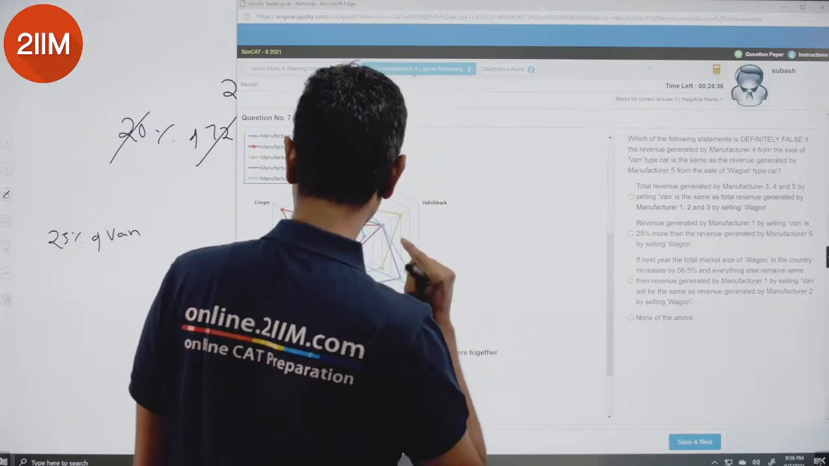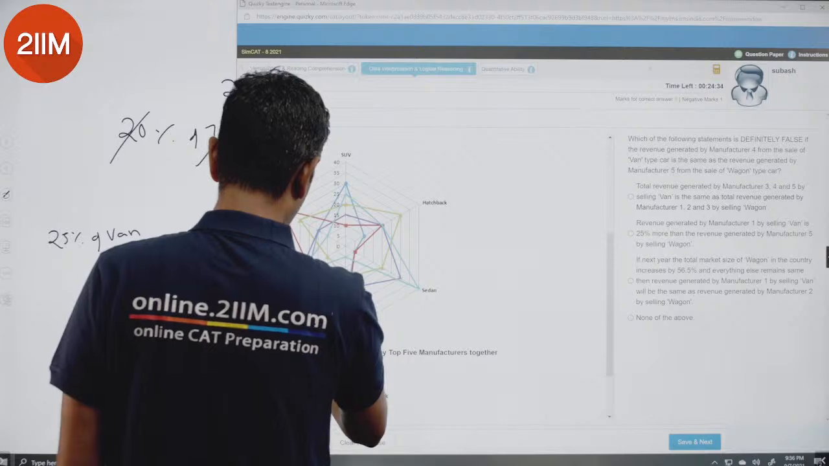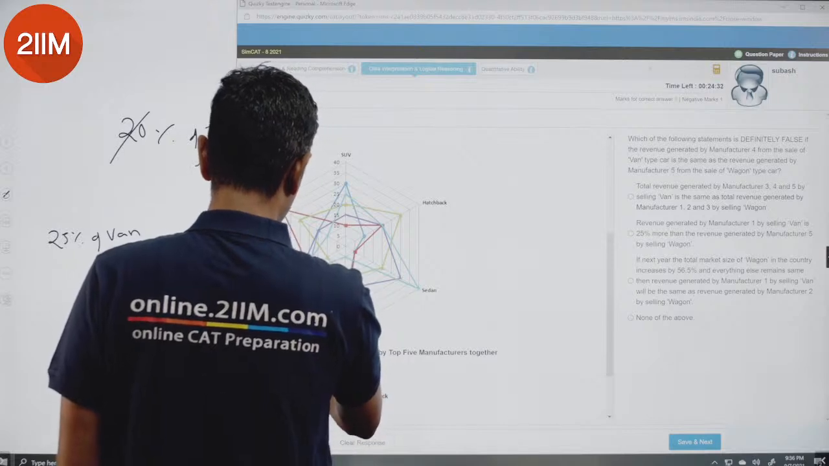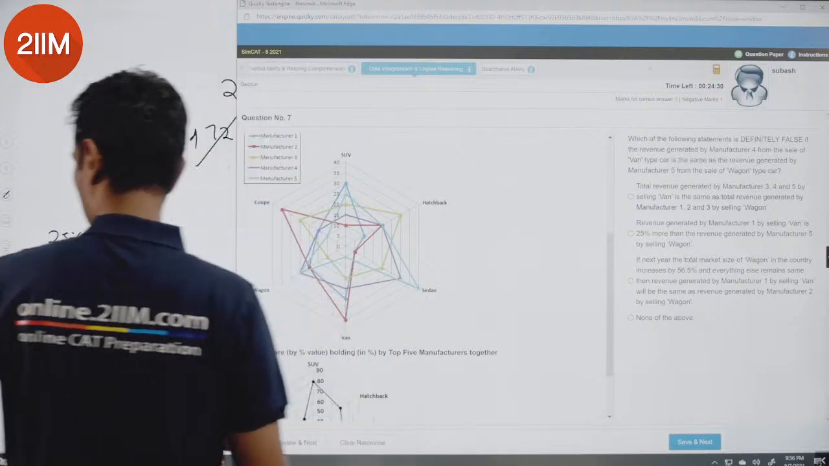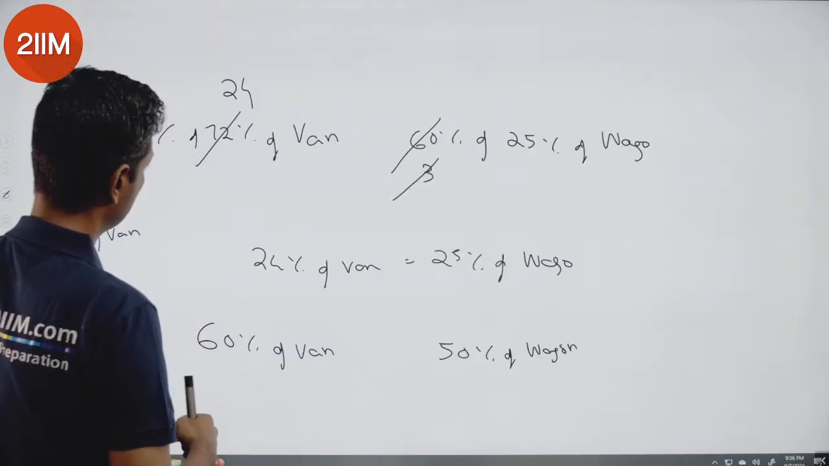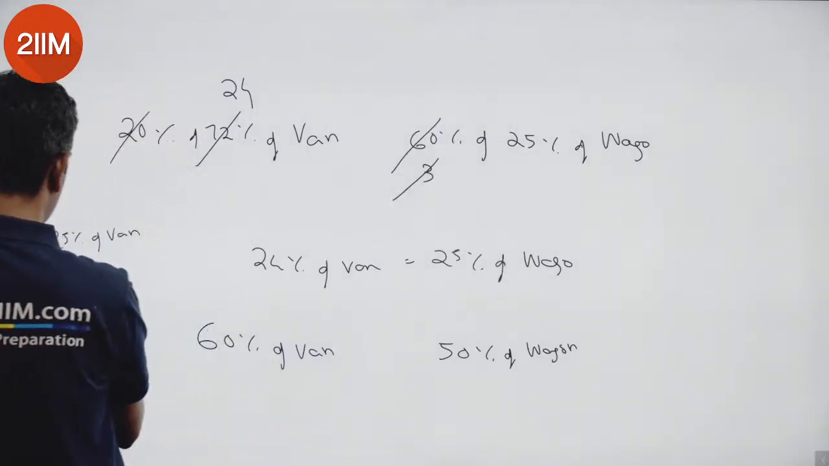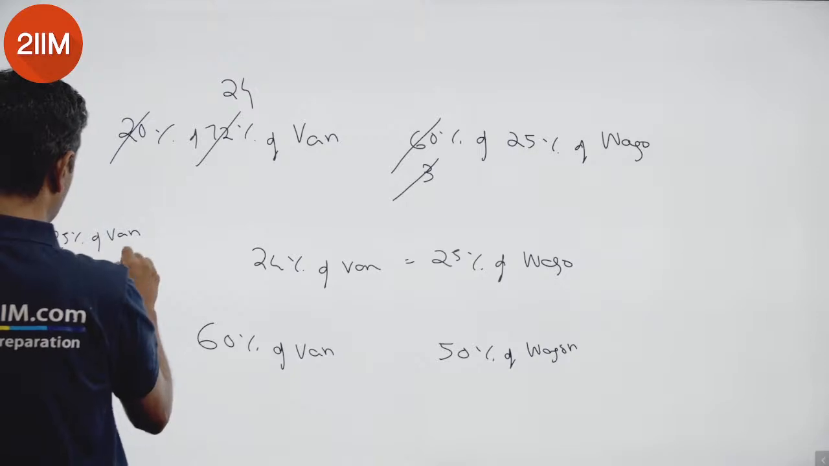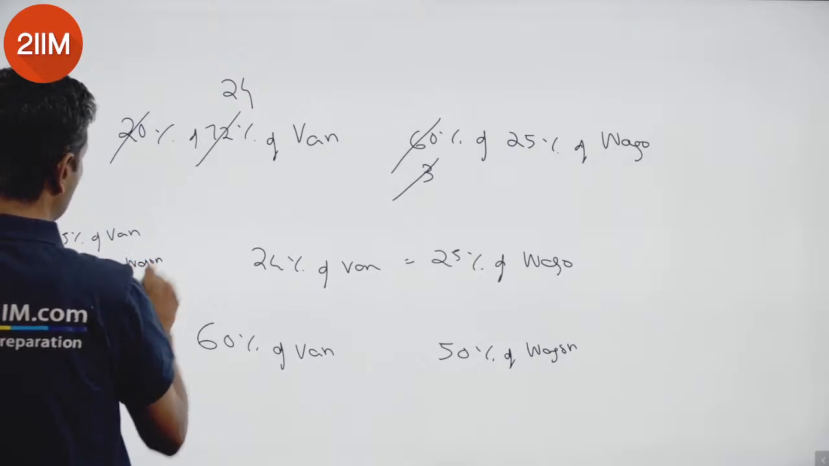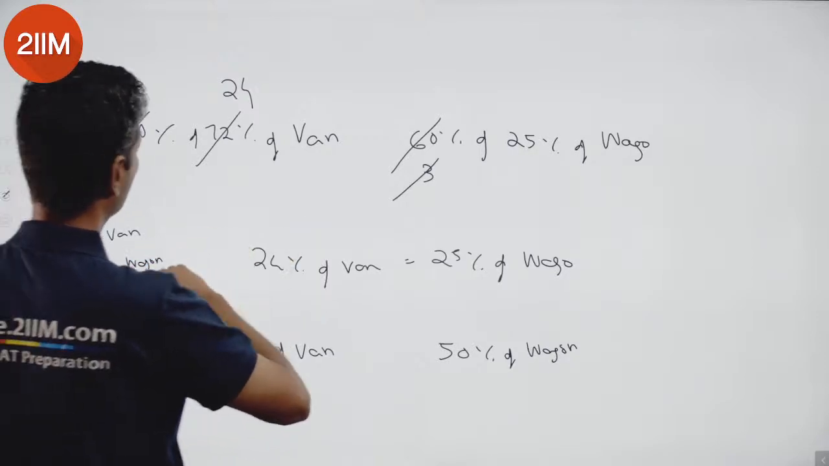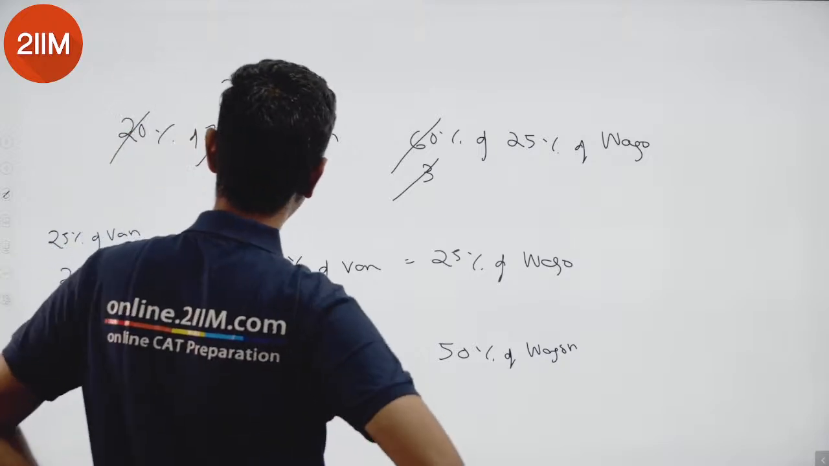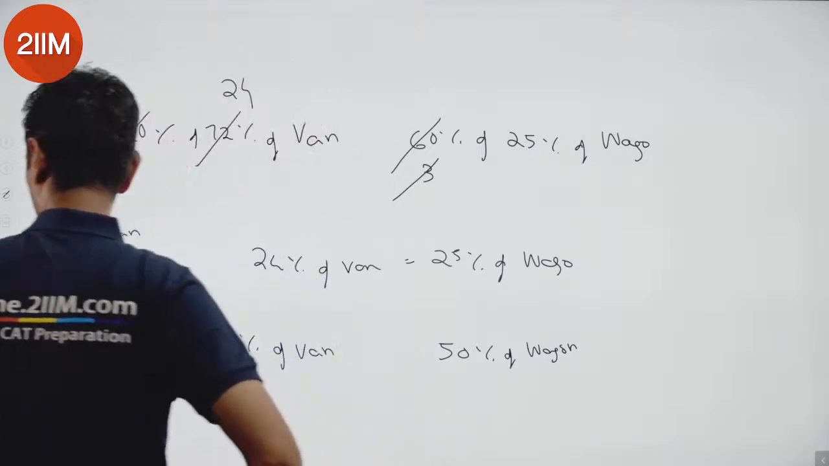Manufacturer 5 by selling wagon. 5 is light blue, wagon is 40, 35, 30, 25. 25% of wagon. I'm worried about this number. I think something is wrong. This is 15, this is 14.4. I'm going to check that out.